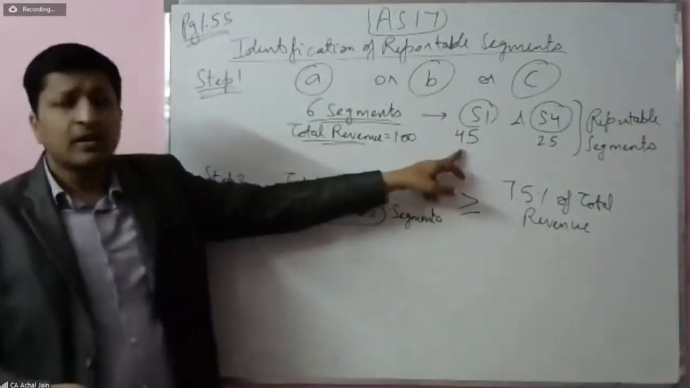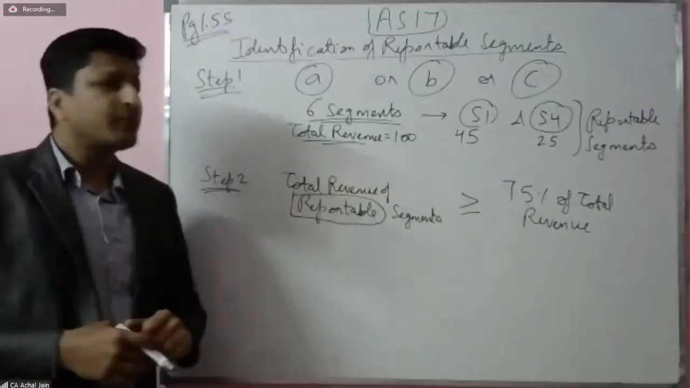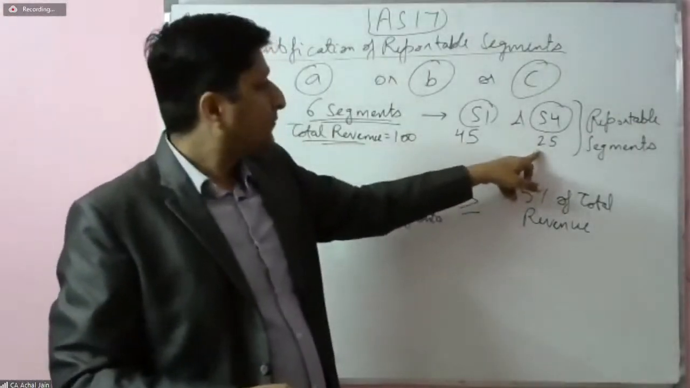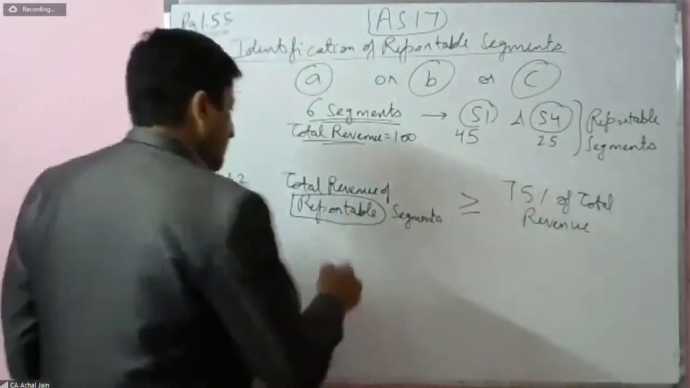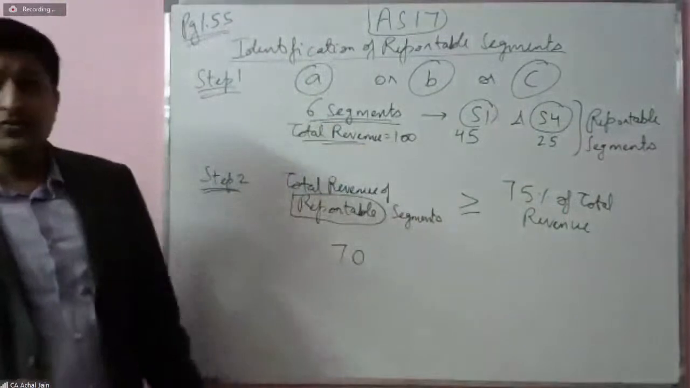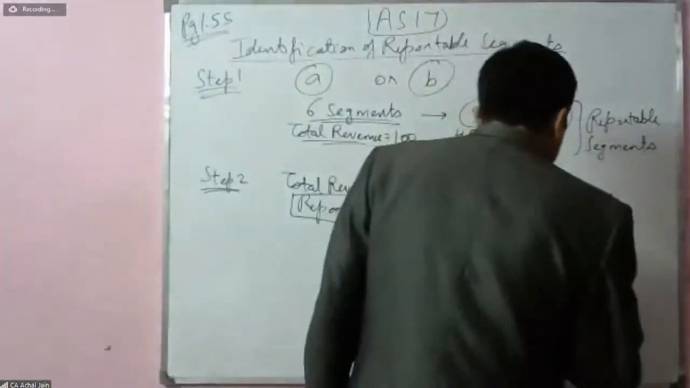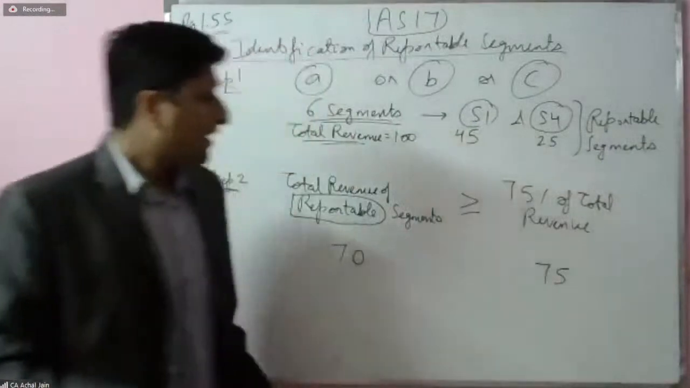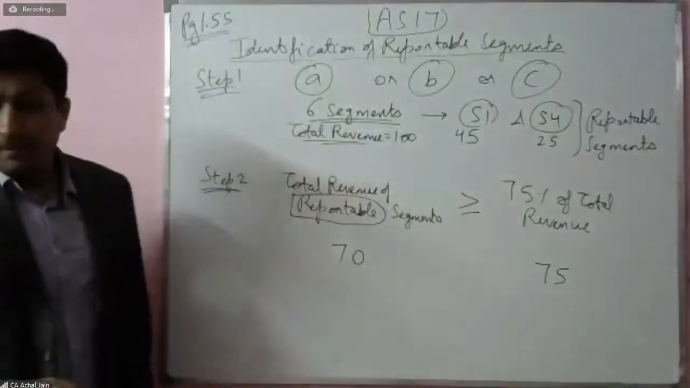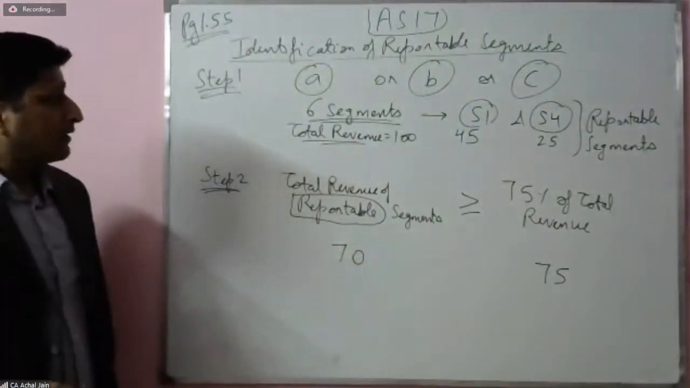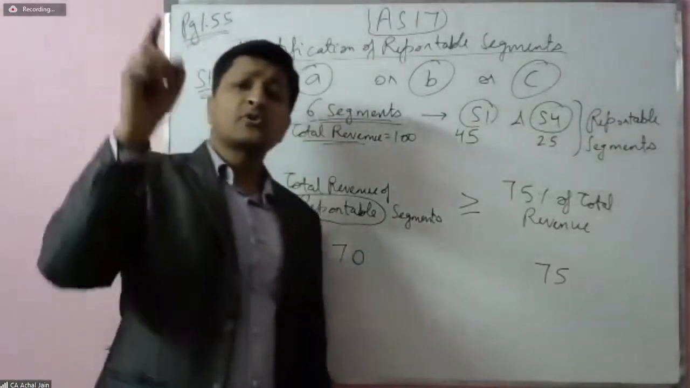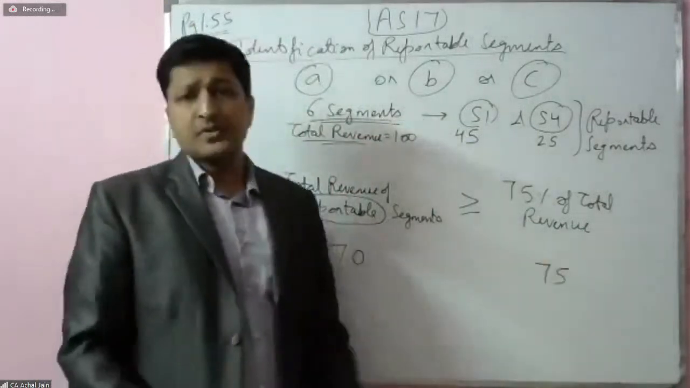Now our segments are S1 and S4, which have a total revenue of 45 plus 25, 70. So it is 70. And total revenue is what? 100. So what do we need? 75. Is this at least equal to this number? No. So now standard says total revenue of reportable segment should be at least equal to 75% of total revenue.